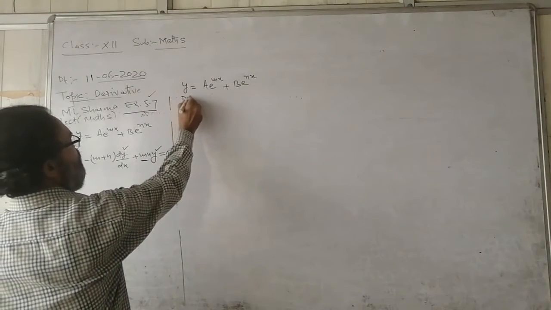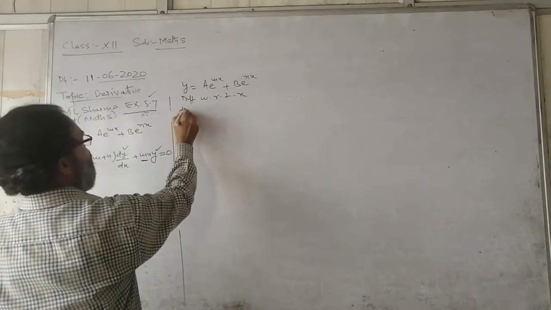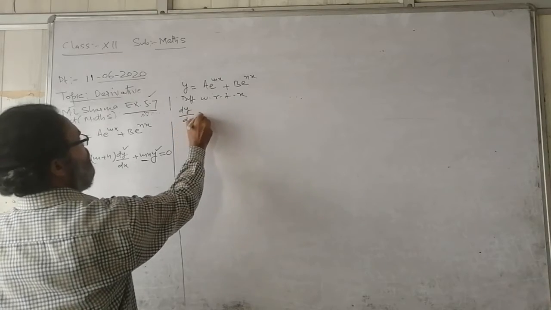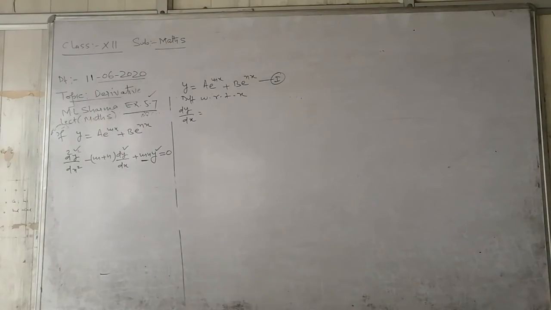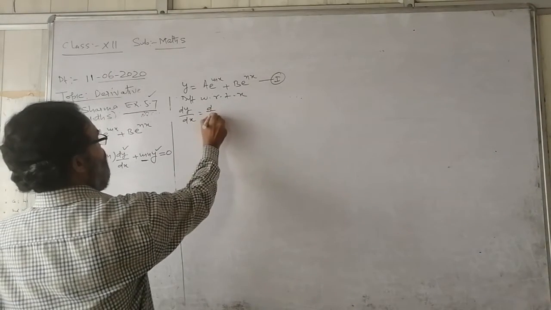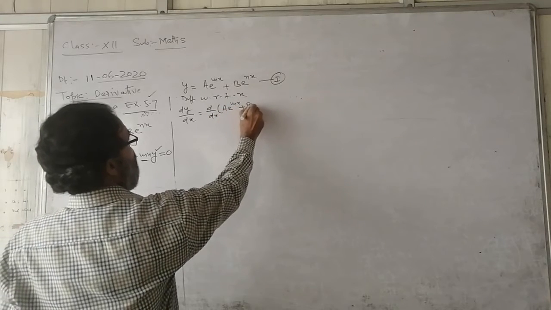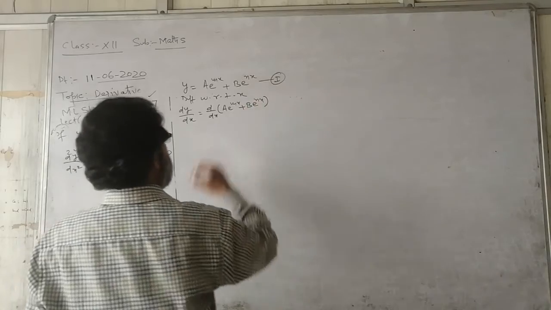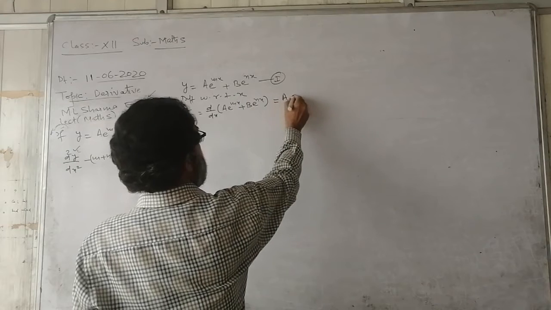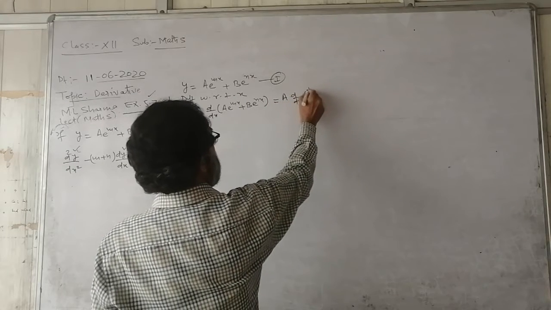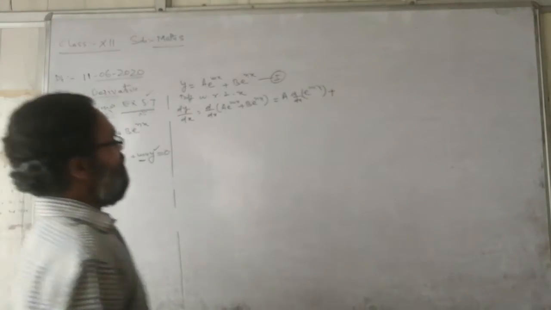So first differentiate with respect to x. So this will be dy upon dx. I say that this is equation number first. So this will be d upon dx of a e raised to power mx plus b e raised to power nx, and this will equal to, this a is constant, a d upon dx of e raised to power mx. Again b is constant, it can be taken outside.